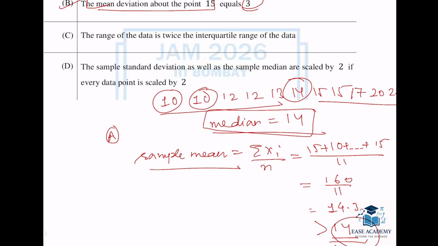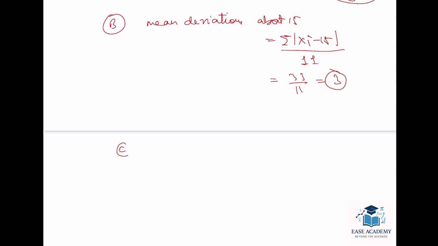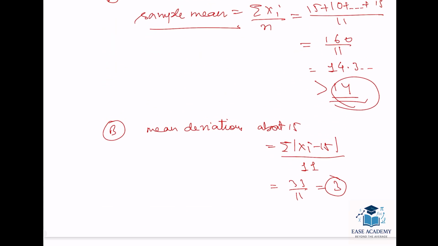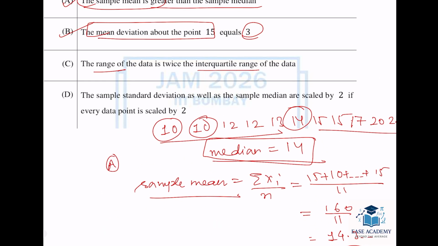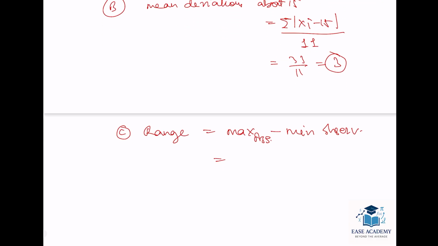Now we need range and interquartile range. So range is what? Range is the difference between the maximum observation and the minimum observation. Maximum here is 22 and minimum is 10, that is 22 minus 10, that is 12. And next we need interquartile range, which is nothing but Q3 minus Q1.